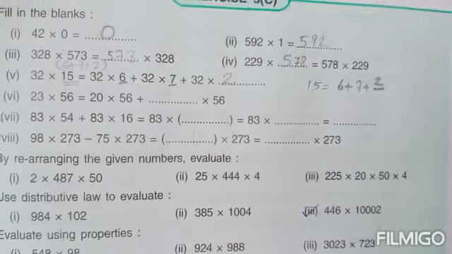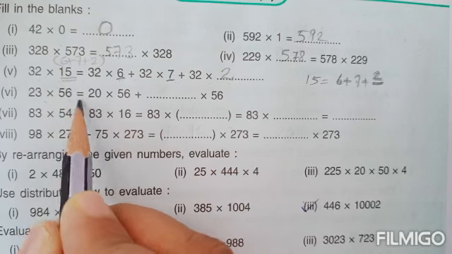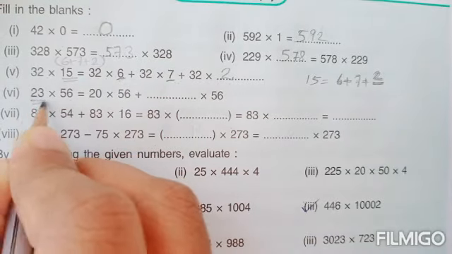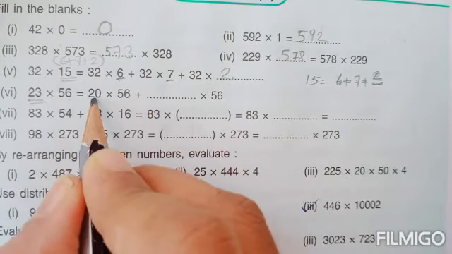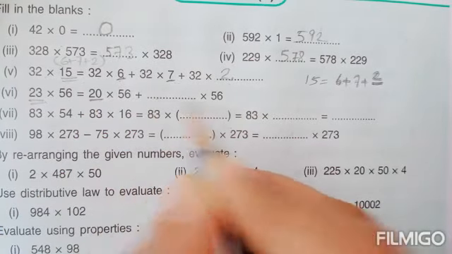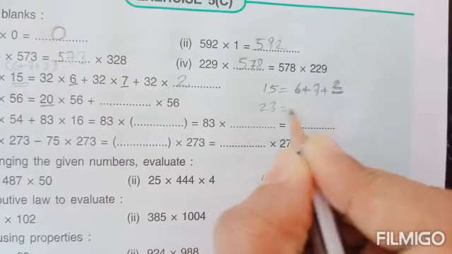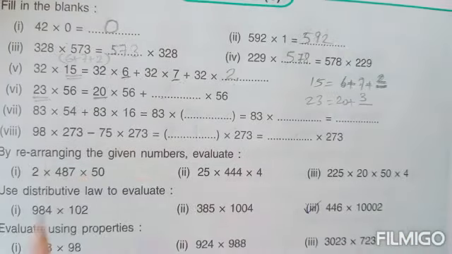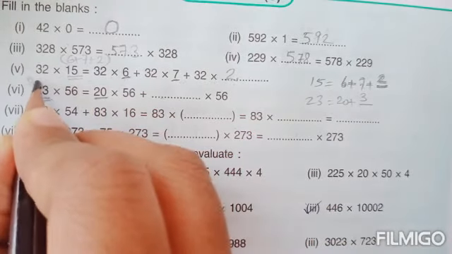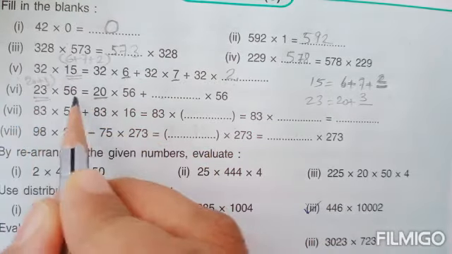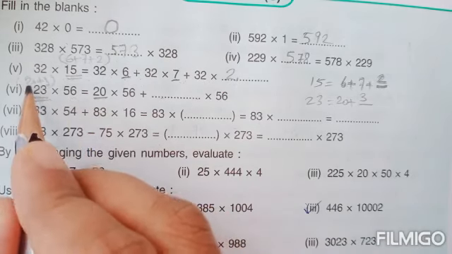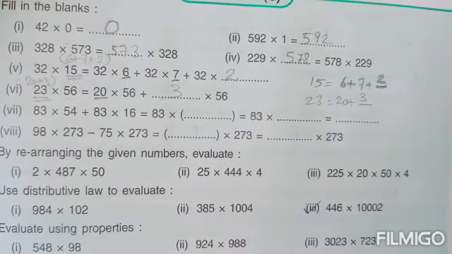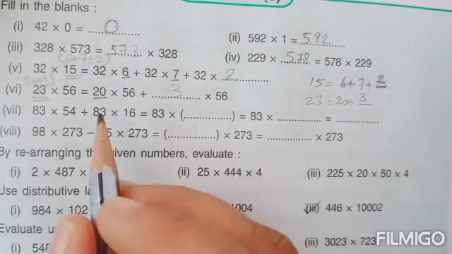Okay, now the sixth one: 23 into 56 equal to 20 into 56 plus dash into 56. So here 23 is split. Here 20 and one more number. So 23 equal to 20 plus what number? 20 plus 3. So 23 we can split as 20 plus 3. Using the distributive property, how can we write it? 20 into 56 plus 3 into 56. Okay, this is also the distributive property.